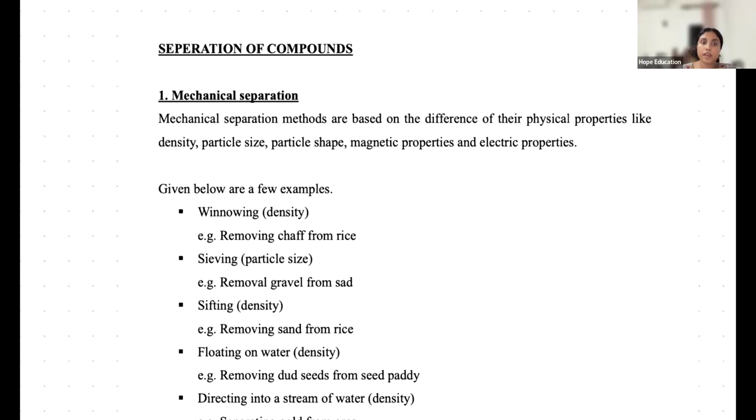I'm giving you a small homework here. Let's first read. Mechanical separation methods are based on the difference of physical properties like density, particle size, particle shape, magnetic properties, and electric properties.